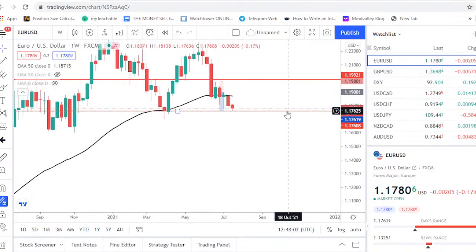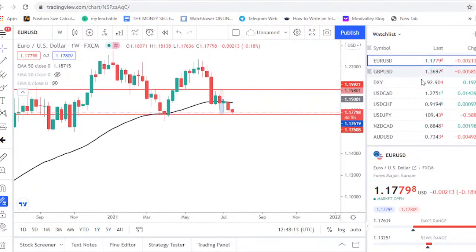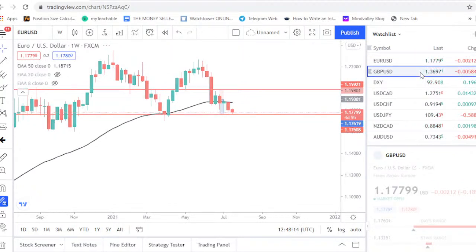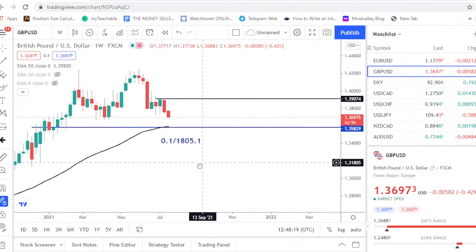Anything below, what's that, 1.1762. So anything below 1.176, then I'll be looking to do a sell. But above it, I'll wait. A lot of patience is needed in the market, so I would say we'll wait if we have it above that area, if it remains above that area.